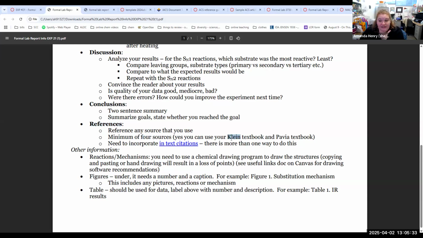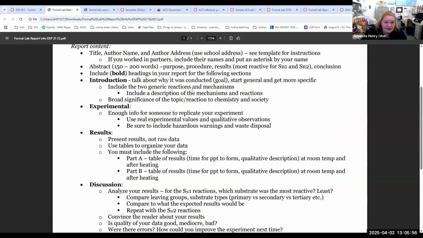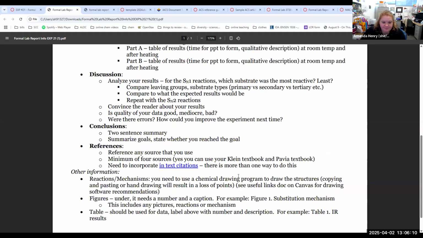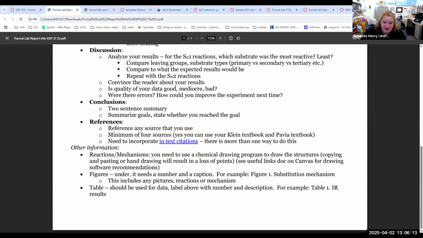So your textbook, your Klein textbook and your lab textbook definitely count. So you can use your Klein textbook to reference the actual reactions, the SN1 and SN2. You could use your lab textbook to reference the procedure. You didn't come up with the procedure, so you have to reference it. For the hazardous warnings, you could reference whatever website those came from. And then up here in the introduction, where you have to find something related to chemistry or society, that could be your 4th one. So getting to 4 references isn't a stretch because we have to get information from so many locations.